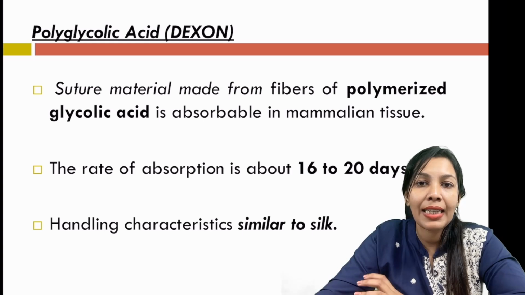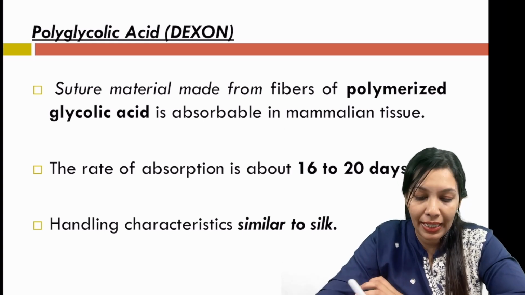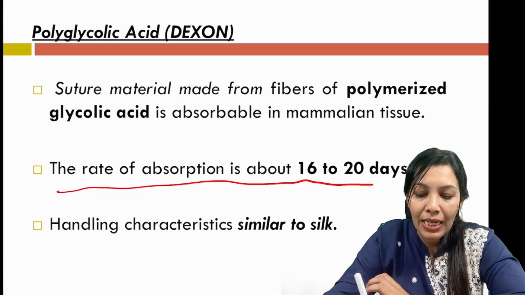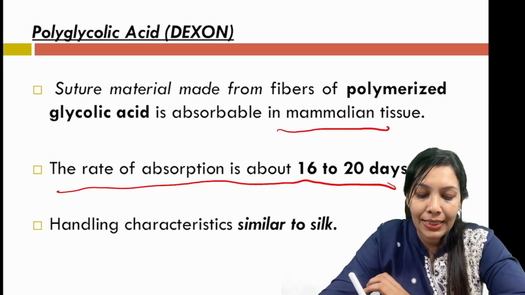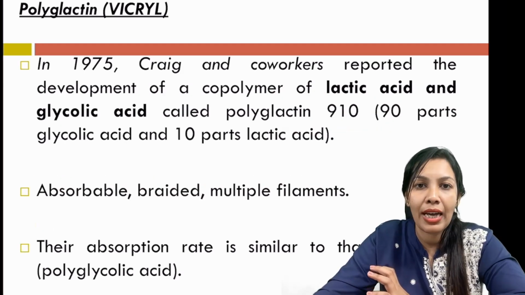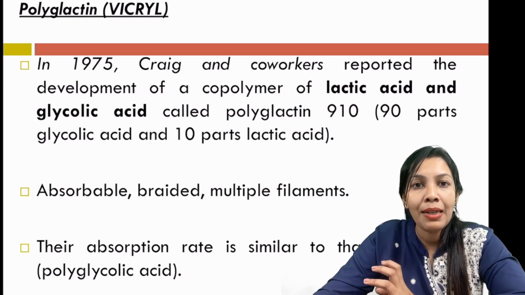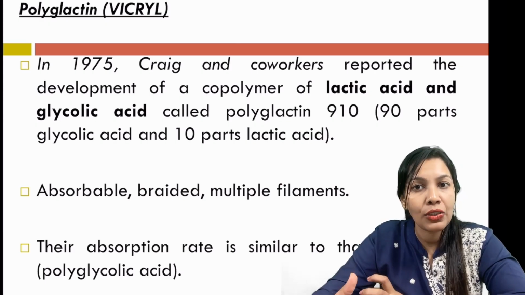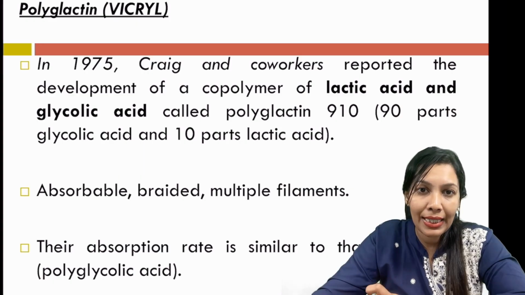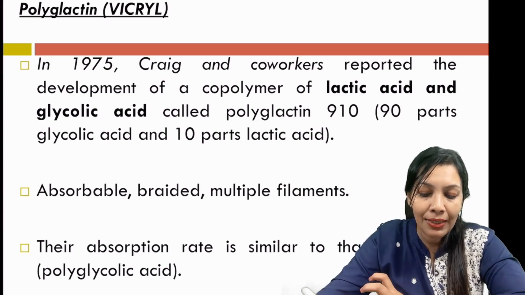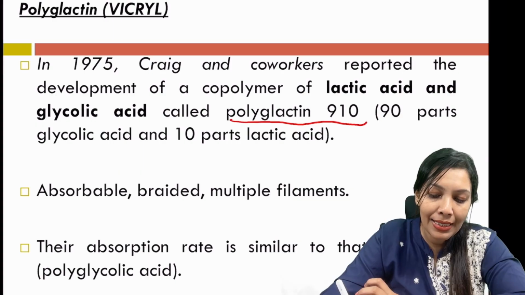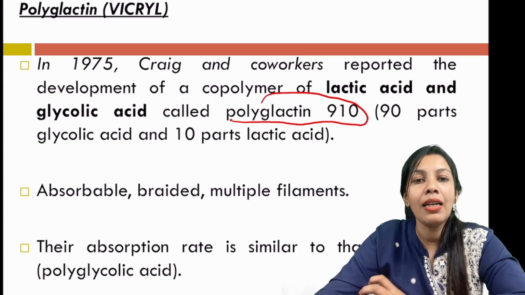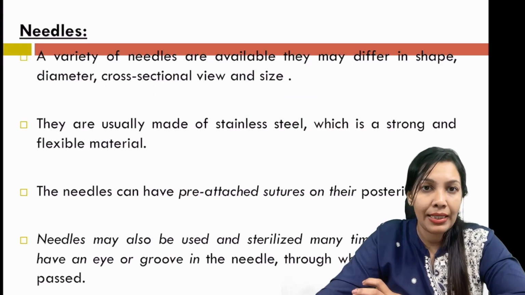Polyglycolic acid is again an absorbable material. The rate of absorption is about 16 to 20 days, and the handling character is similar to that of silk. Polyglactin is a copolymer of lactic acid and glycolic acid. That is why it is called polyglactin 910. It is again absorbable and braided type.